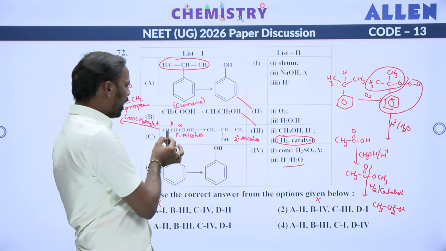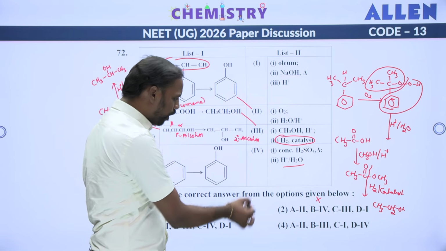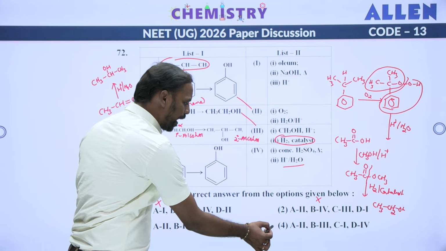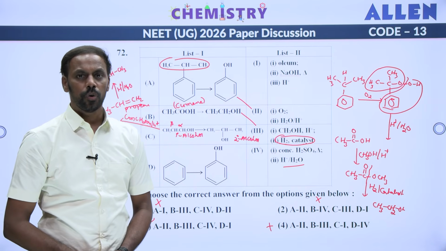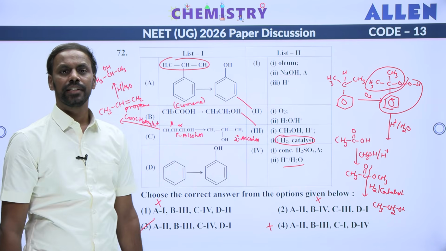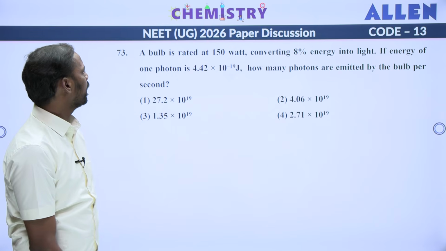That means we can match C with which one, student, here? For that, at that time you can cancel this option also. What is the correct answer here? 3. So question number 72, what is the answer? 3. Is it clear? Next, student.